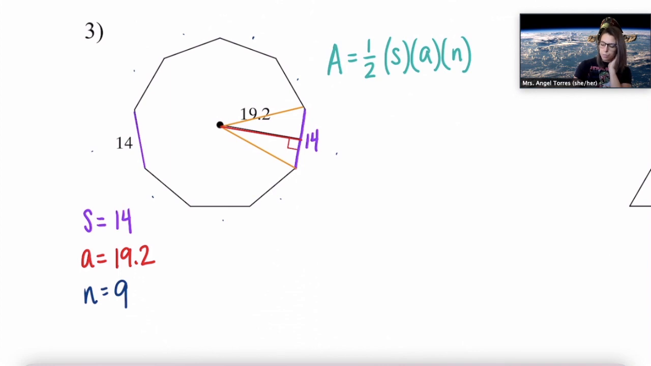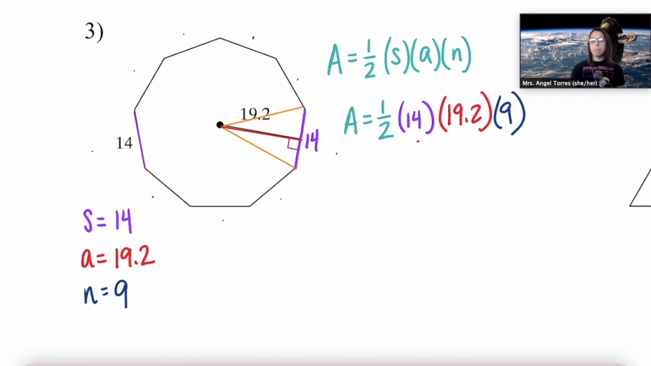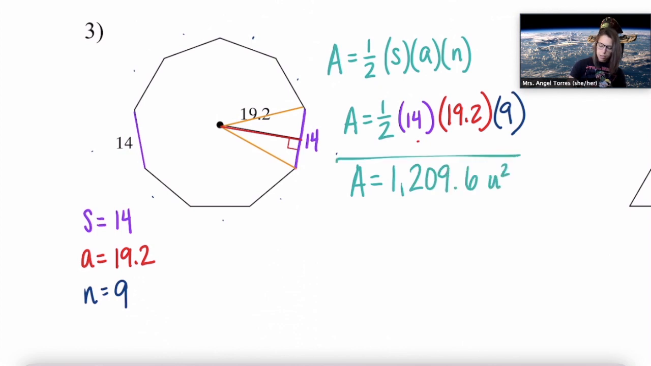So here we go. Area equals 1/2 times the base of our triangle, 14, times the height of our triangle, or the apothem, 19.2, times the number of sides, 9. Pop that thing into a calculator and you end up with 1,209.6 square units.